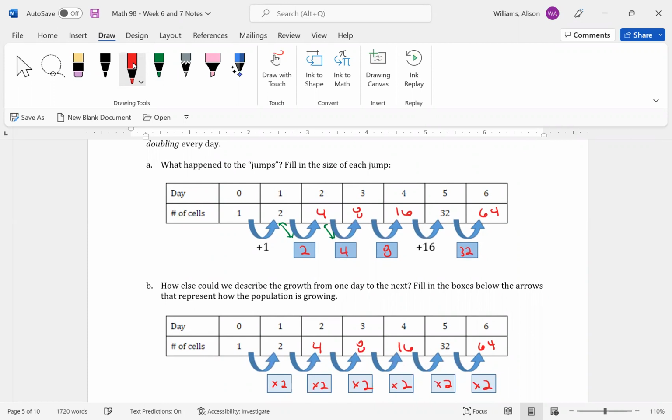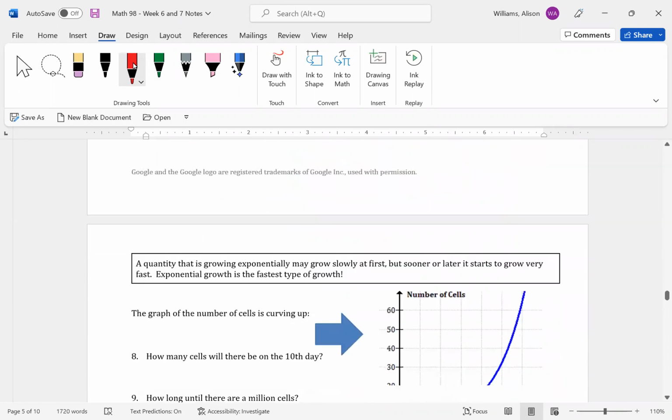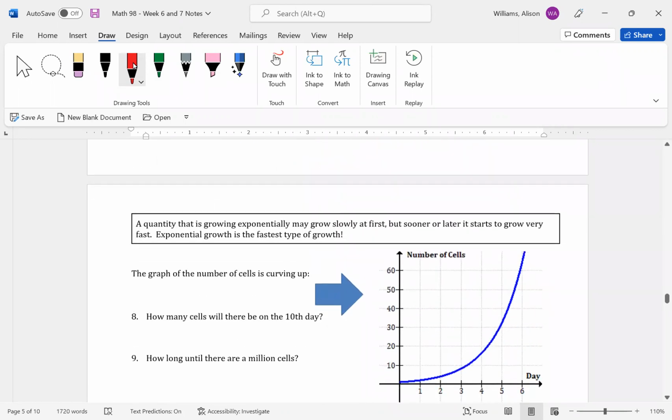That's the consistent thing, multiplying by 2. A quantity that is growing exponentially may grow slowly at first, but then starts to get fast. So this is what the graph of that looks like. Visually, it's growing very rapidly. So how many cells would there be on day 10?